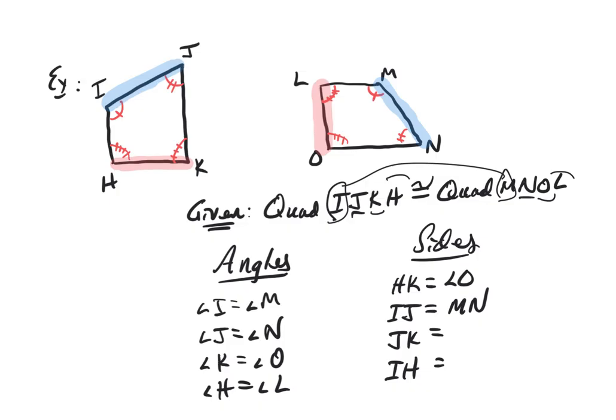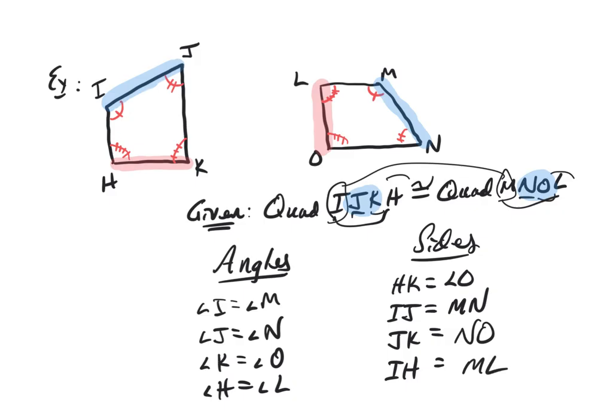Or, notice on the third one, JK, which one is that going to be corresponding to? Well, please notice J and K are the middle 2 letters in our congruent statement. What 2 letters are in the middle of our second statement? N and O. So therefore, they have to be corresponding to each other. And of course, I'll finish this off. IH, first and last letter over here, M and L.